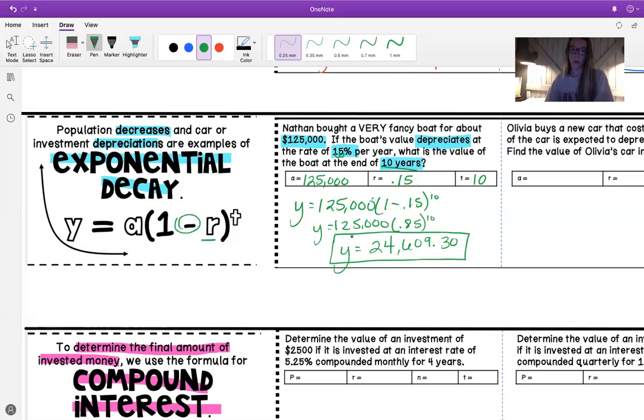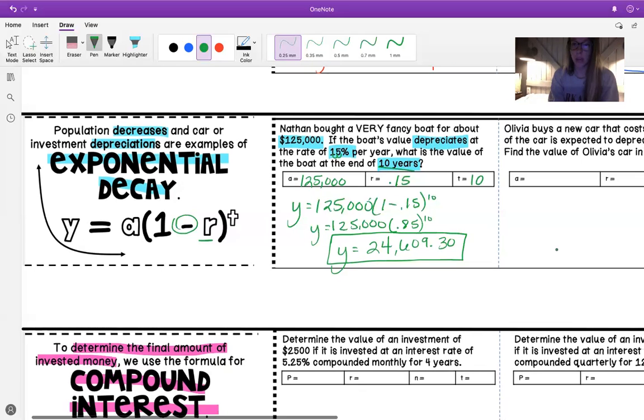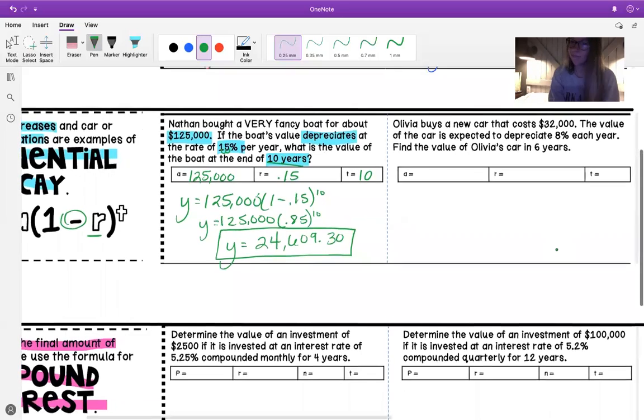So if Nathan wanted to turn around and sell his boat in 10 years, that's how much it would be worth. So not a very wise investment by Nathan if he's planning on selling it, because it went from being worth $125,000 to a little less than $25,000 in 10 years.